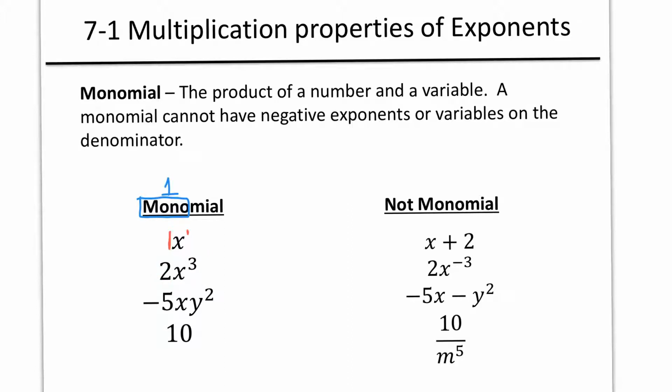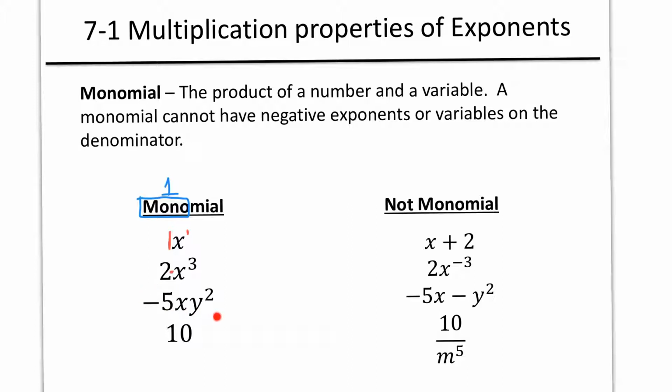2x cubed. Notice that 2 is multiplying in between. You have the invisible times symbol, so 2 times x cubed. That's a monomial because it's only one term, 2x cubed. There's no plus in between, there's no minus in between. Now this one here, you don't have a minus or a plus in between the 2 and the x, but notice the x has a negative exponent. If we look at the definition of monomial, a monomial cannot have negative exponents. So this is not considered a monomial. This is something else, and we're going to look into that later on in the class. But for now, this is not a monomial.